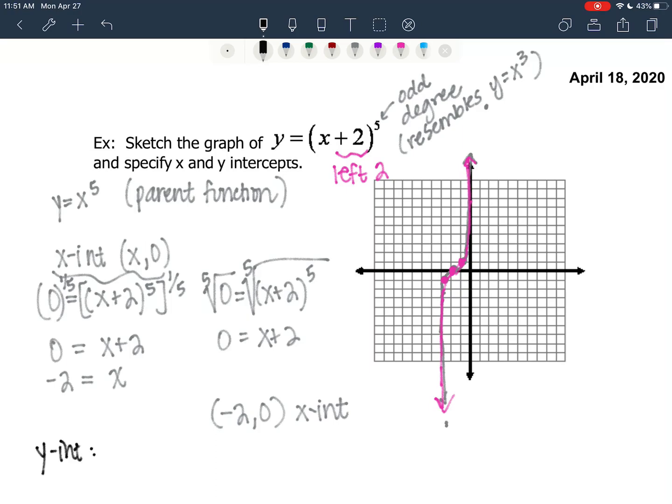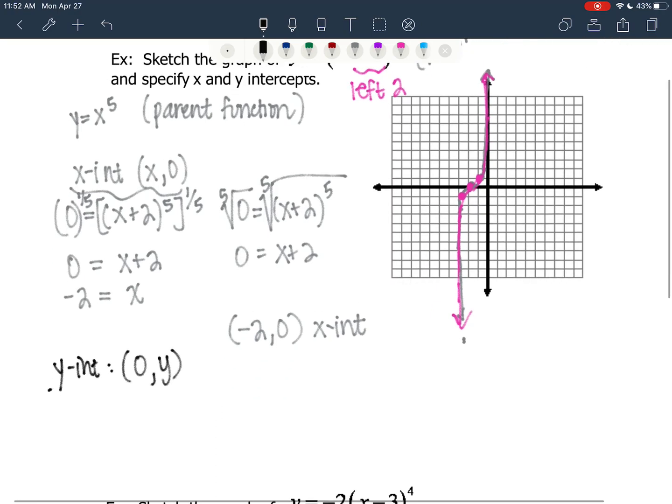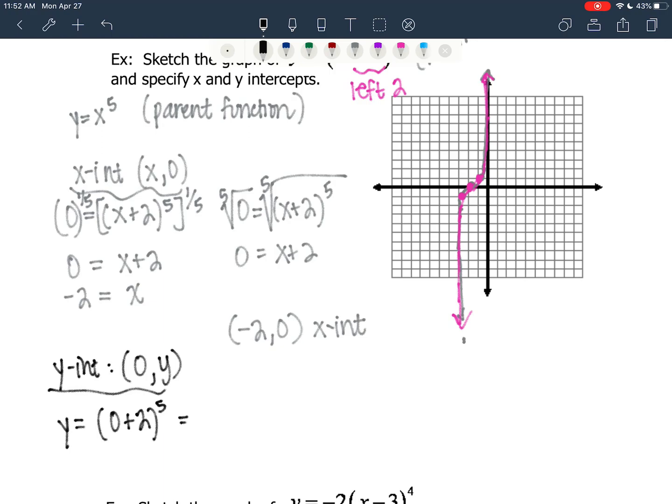Our y-intercept is the value of y when x is 0. So we have y equals 0 plus 2 raised to the 5th power. Well, 0 plus 2 is just 2, and 2 to the 5th power is 32. So 0, 32 is our y-intercept. We knew that. That was going to be way up there.